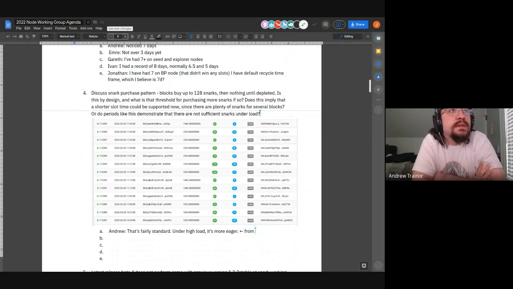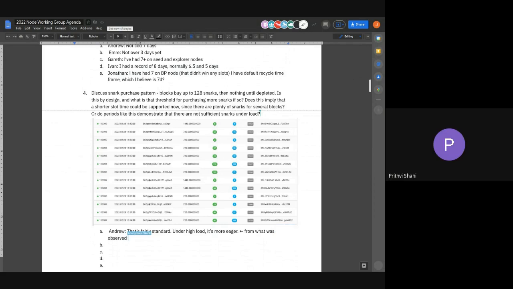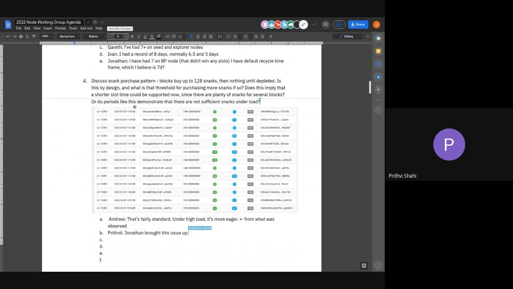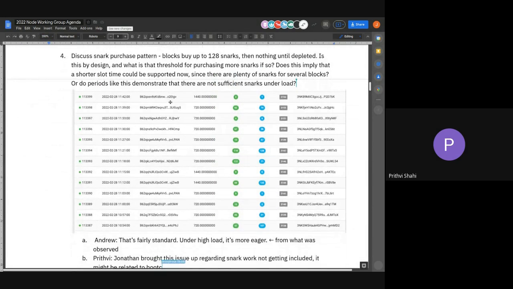What was your result, Prithvi? Yeah, so I think Jonathan brought this issue up to me, and I talked with the team about it. From when I talked to them, it was mainly about SNARK work not getting included. Our preliminary analysis was that it might be related to bootstrapping. If you have nodes bootstrapping, they can't process SNARK work. It gets gossiped and added to the local cache, as if we had seen it, and then the node just ignores the message, and it doesn't get gossiped back to it until it expires from the cache.